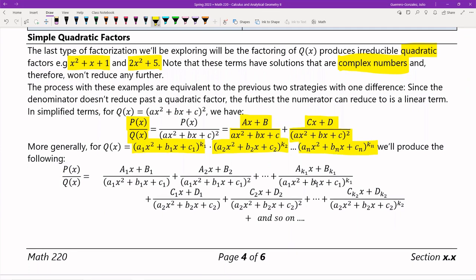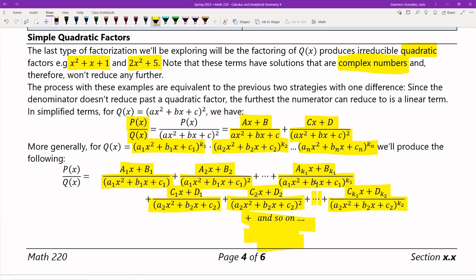Suppose that all of these are irreducible. Then there's got to be one for the first power, one for the second power, one for the third power, for just the first irreducible factor. And then there's going to be one for the first power of the second, one for the second power of the second, dot, dot, dot, one for the K2th power of the second, and so on and so forth. I know it looks a little complicated.